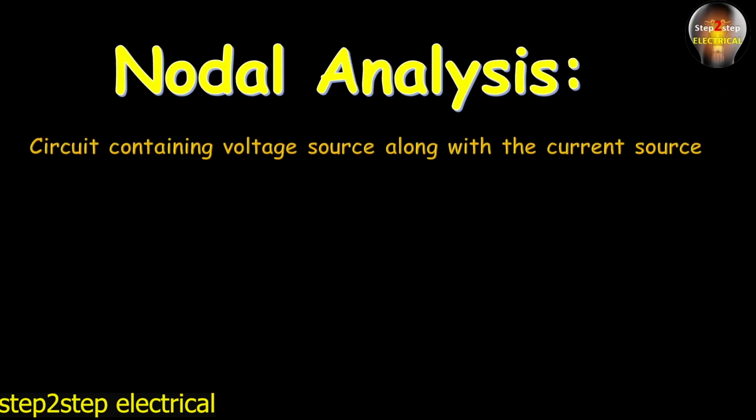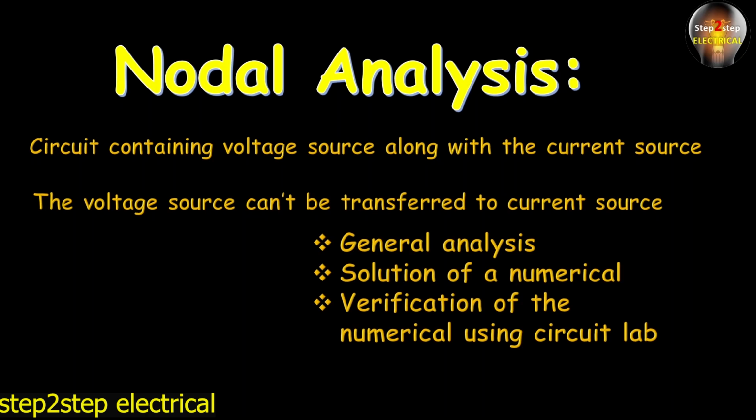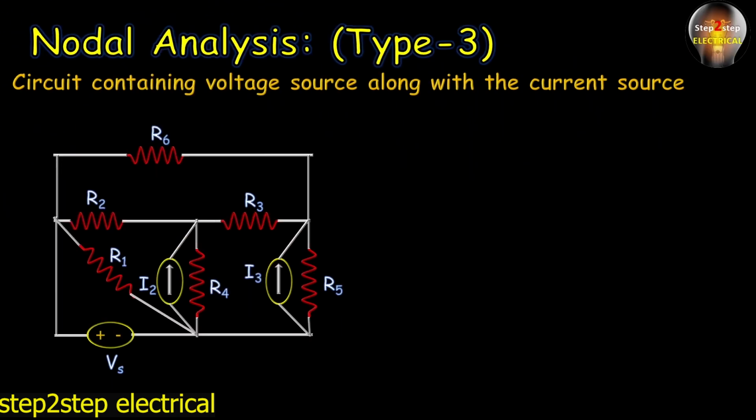So in this video we are going to discuss, first of all we will have the general analysis, then we will solve a numerical and verify this numerical using CircuitLab. So now let's have the general analysis. As we see, this is a figure and this is the circuit, type 3 circuit. Now first of all we will assume that A, B, C, D are the 4 nodes, and so let's plot it, and there A, B, C, D are the 4 nodes.